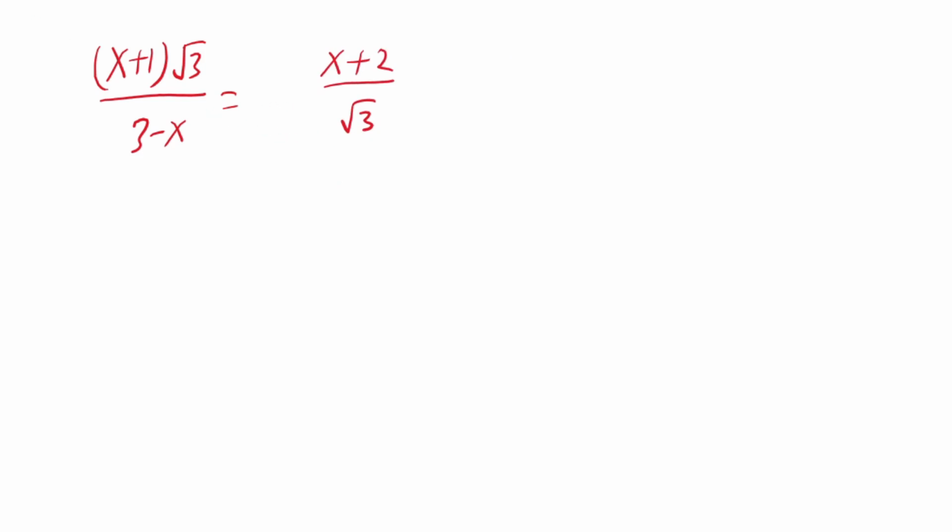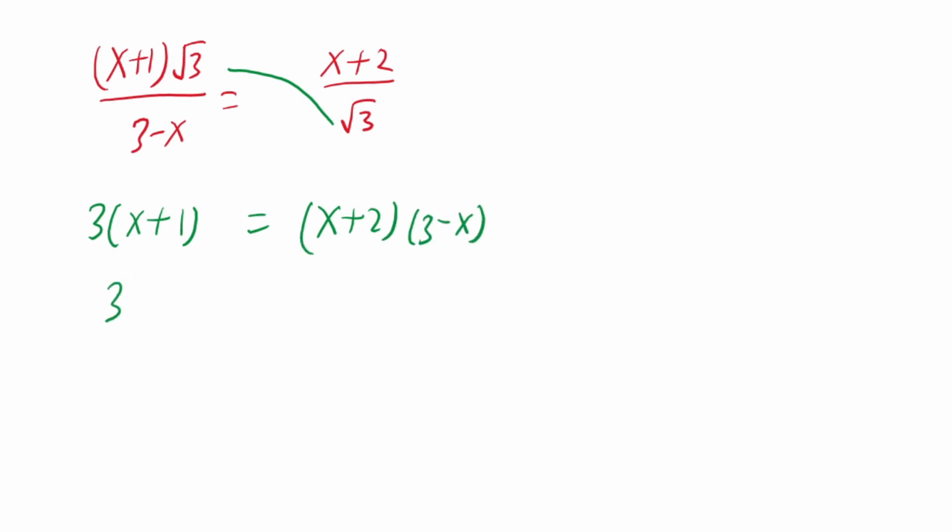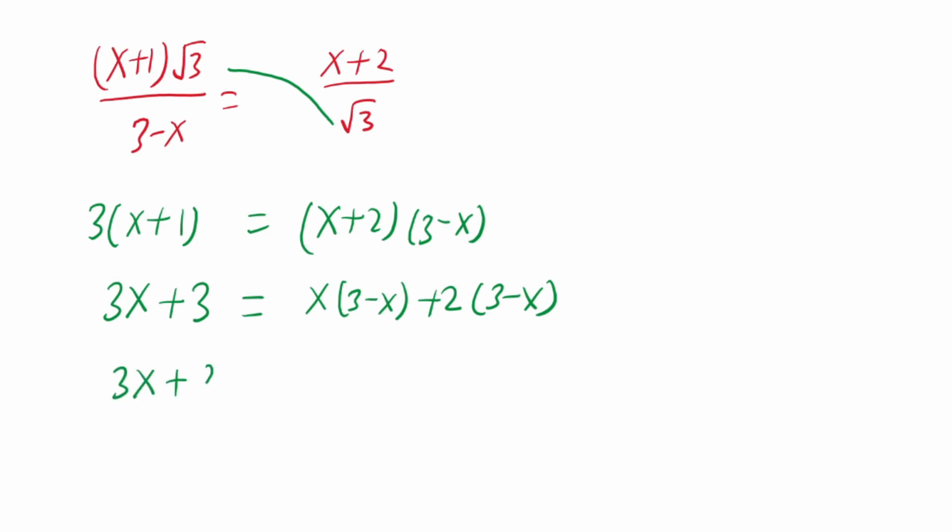Now here we will apply cross multiplication. Then √3 multiplied by √3, we get 3 times (x + 1), and here (x + 2) is multiplied by (3 − x). Then 3 multiplied by x gives 3x, plus 3 multiplied by 1 gives 3, and this equals x multiplied by (3 − x) plus 2 multiplied by (3 − x). Then in the left hand side 3x + 3, and this equals x times 3, that is 3x, and x times −x, that is −x², 2 times 3, that is +6, and 2 times −x, that is −2x.